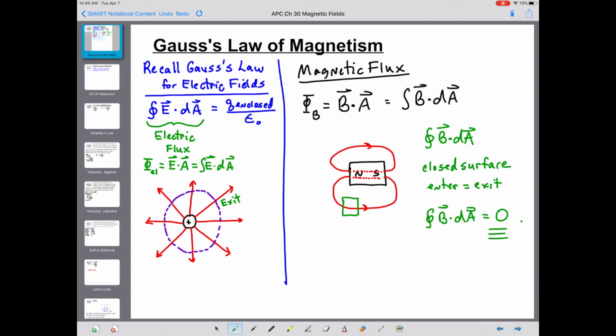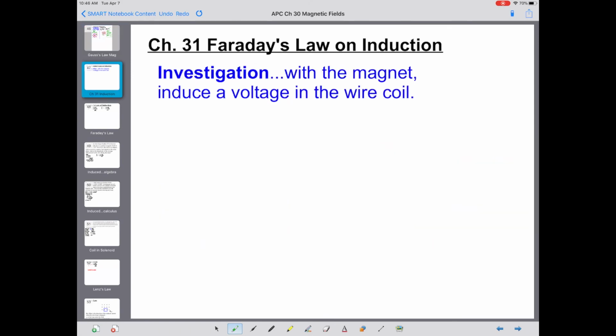With a magnetic field, you're always going to get equals 0, and that's because you cannot have a north pole without a south pole. In electric fields, you can have a positive charge without a negative charge, but there are no magnetic monopoles. And so really Gauss's law for magnetic flux is just that the closed integral, any closed surface, you always get a zero flux. The main concept here is the idea of a magnetic flux.